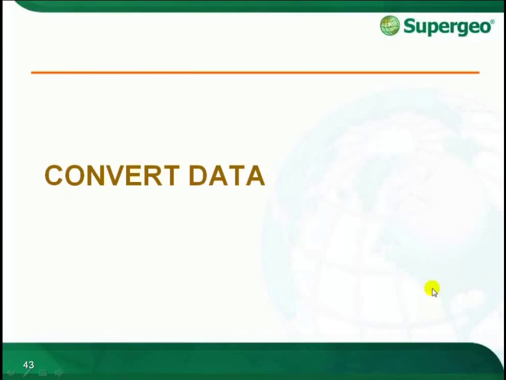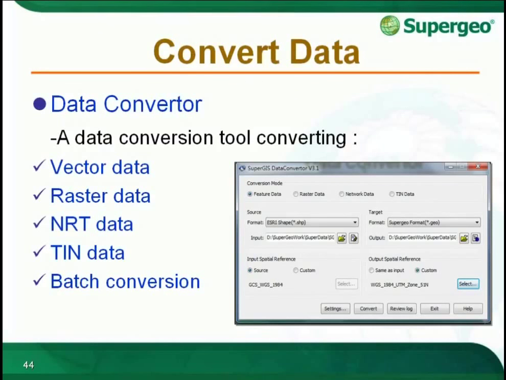Convert data. Now I'm going to show you a useful conversion tool. SuperJIS Data Converter enables users to convert the GIS data to meet different platforms. You don't need to worry about the compatibility of GIS files. Vector data, raster data, network data, and team data are converted in SuperJIS Data Converter. If you need many files converting at a time, the batch process can fit your need.